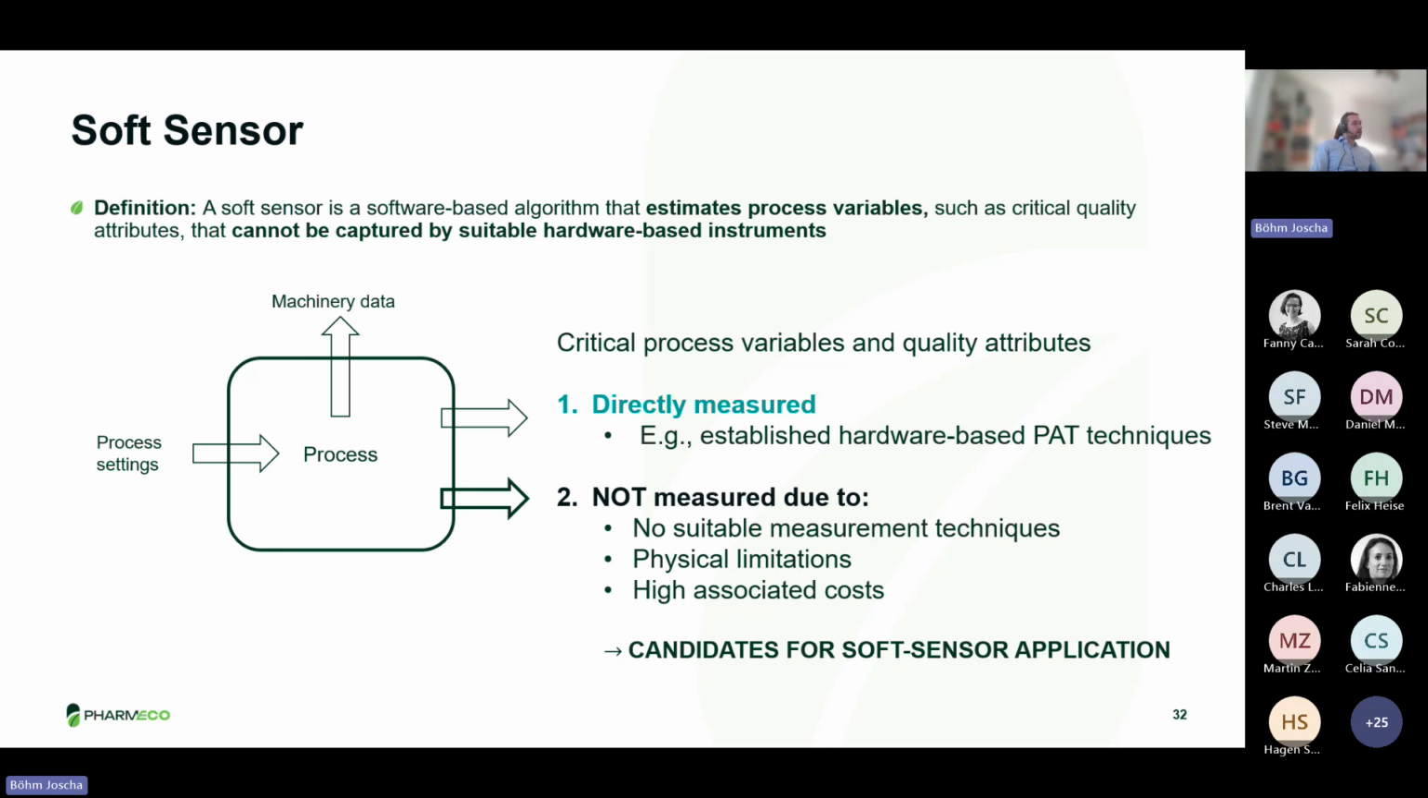And if we have a look at our process again, we can split off this PET part here into, on the one hand, the variables that we can directly measure by hardware-based PET technologies that are given. For example, the glucose measurement, for sure, we wouldn't need a soft sensor for that. We can also use the Raman spectroscopy device that has been presented before.